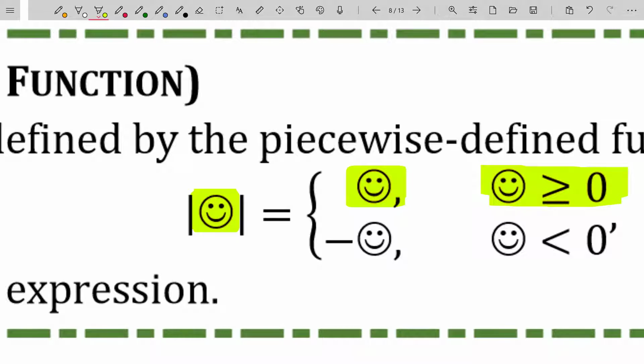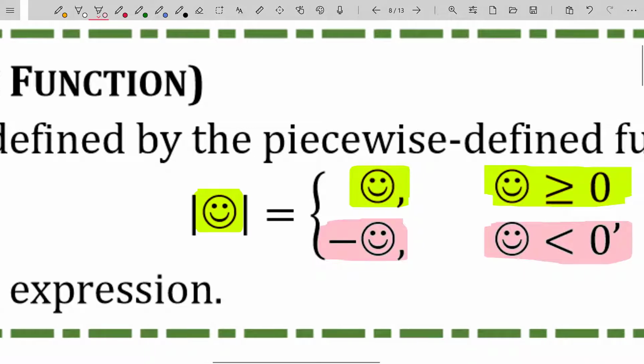If, on the other hand, happy face was negative, well, because it's negative, you as a student saying the absolute values make everything positive are absolutely correct, actually. It does make everything positive, but if you don't know what's inside the absolute value other than to say that it's negative, then all you can do is say the absolute value is going to take the opposite of that negative number. The opposite of a negative is a positive. So those are the two conditions or cases for an absolute value function.